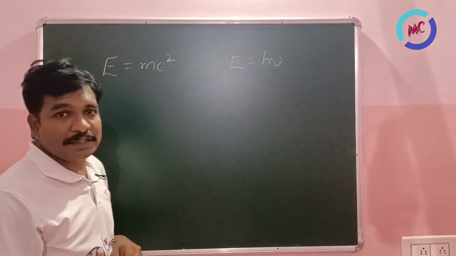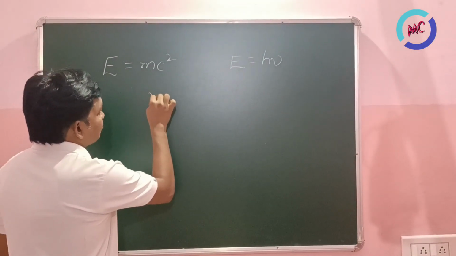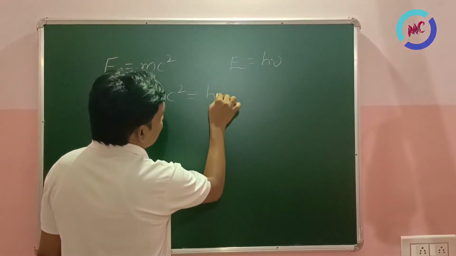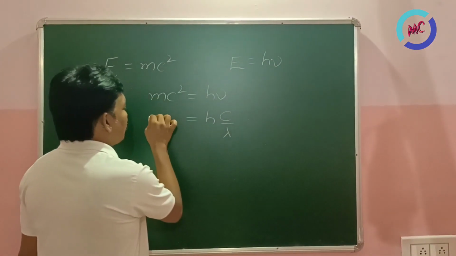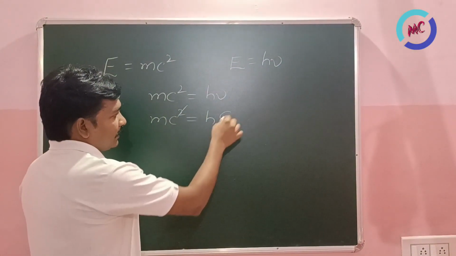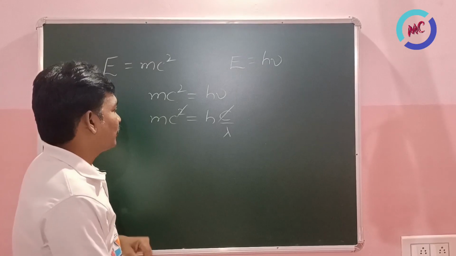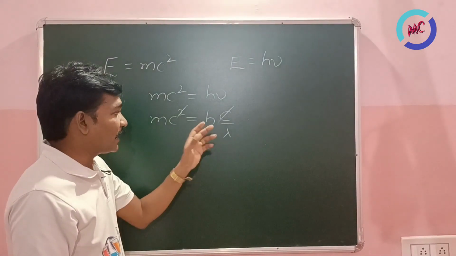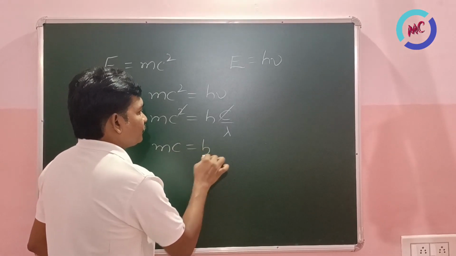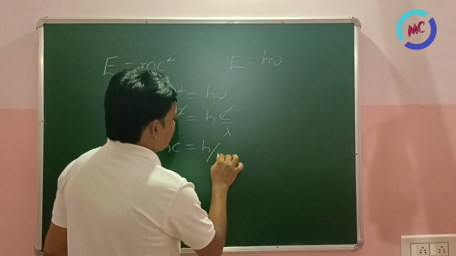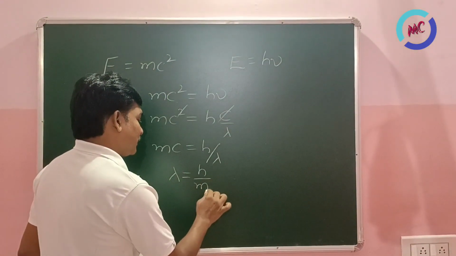To explain both the particle nature and wave nature of the electron, de Broglie equated both the equations. See here, mc square is equal to h nu, and we know that nu is equal to c by lambda. One of the c and this c will get cancelled with each other. What is c here? c is nothing but the velocity of light in vacuum, m is the mass of the electron, h is Planck's constant, and lambda is the wavelength. See here, therefore mc is equal to h by lambda. We can write in terms of wavelength, that is lambda is equal to h by mc.